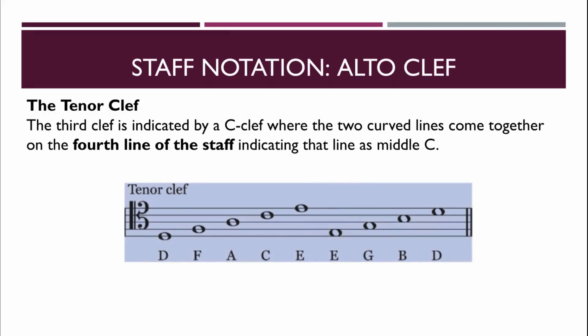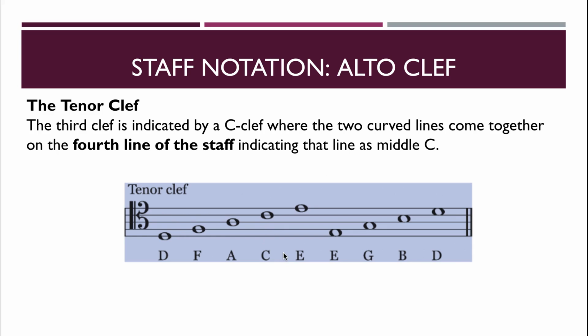Another clef is called the tenor clef, and it is indicated by a C clef where the two curved lines come together on the fourth line. So you can see its position is different. It looks the same, but the position is different, indicating that the fourth line is where middle C is located.